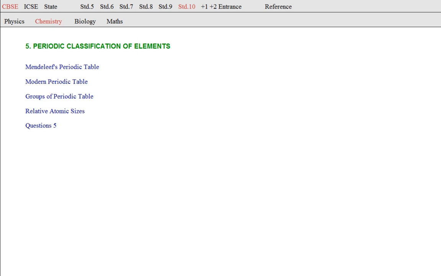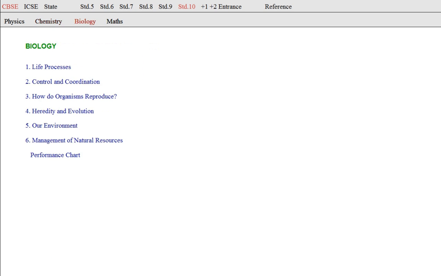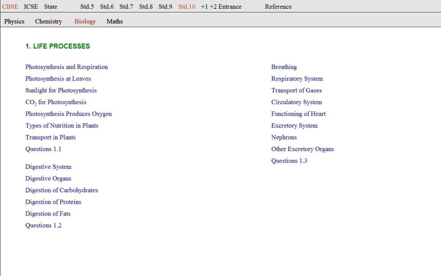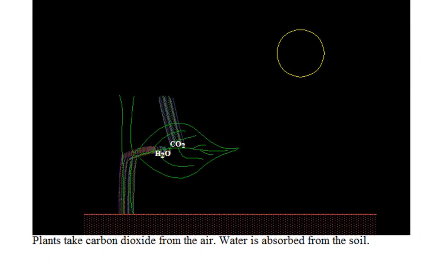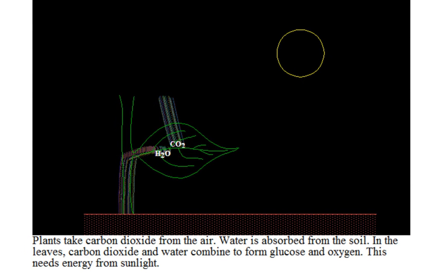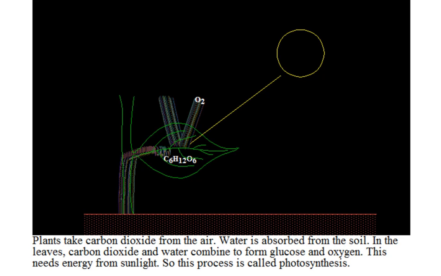Now let's go to biology. Life processes, photosynthesis and respiration. Plants take carbon dioxide from the air. Water is absorbed from the soil. Leaves capture the energy of sunlight using chlorophyll molecules. The leaves make glucose and release oxygen to the air. This process is called photosynthesis.